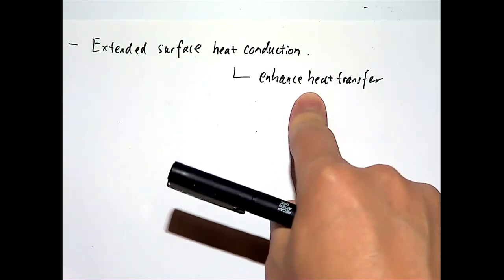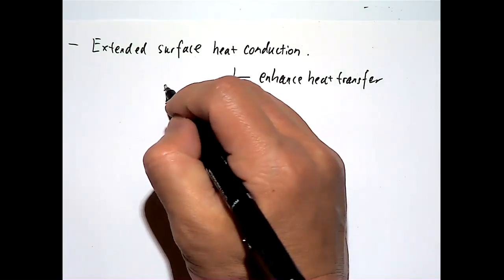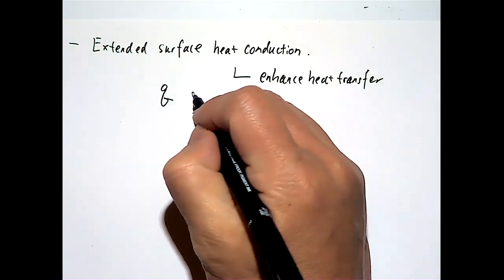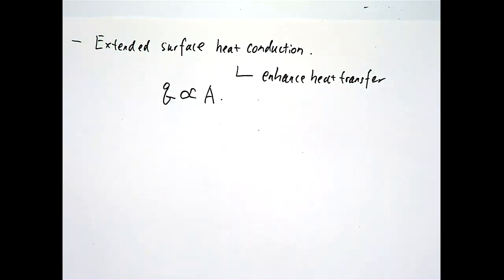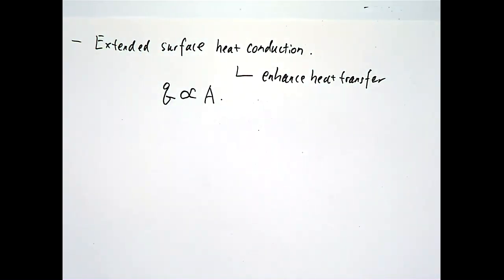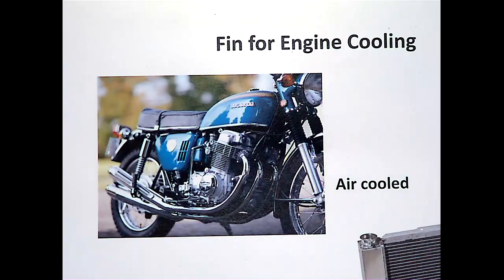And the idea is, we know that when we write all the heat transfer equations for all the three modes, the Q is proportional to different parameters, but one common parameter it is proportional to is area. If you're looking at the rate equations we briefly introduced earlier, they're all related to the area, which is the area available for the heat transfer to happen. So with extended surface and heat conduction, basically, if we can increase or make more surface area available, we can enhance the heat transfer rate. All right. So there are many applications which have utilized this type of concept.